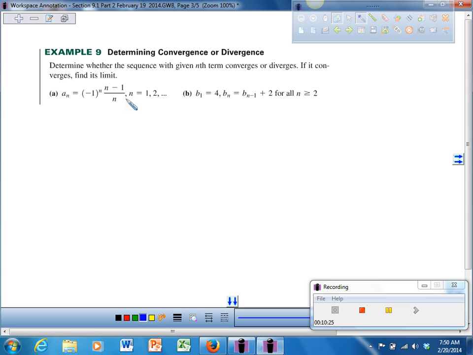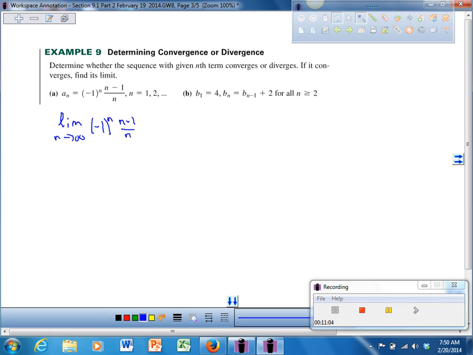All right, so let's think about this one. If we want to find out if a sub n converges or diverges, we need to take the limit as n goes to infinity of negative 1 to the n times (n minus 1) over n. All right, well, based on the conversation we just had, if we ignore the negative 1 to the n, finding the limit of (n minus 1) over n is pretty straightforward. That would approach what? 1.